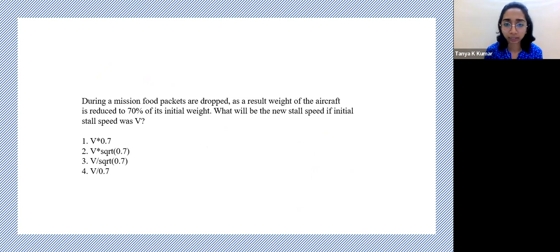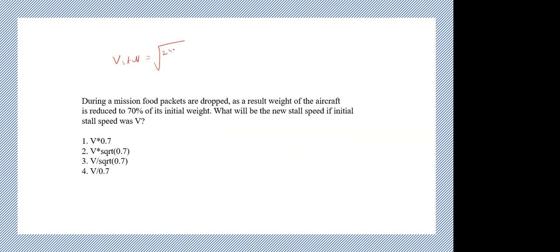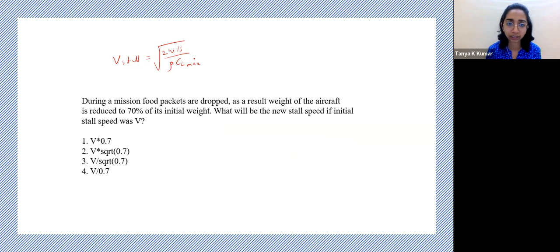Similarly, look into this. Try solving this on your own. During a mission, food packets are dropped. As a result, the weight of the aircraft is reduced to 70% of its initial weight. What will be the new stall speed if the initial stall speed was V? What is the equation for V stall? 2 times W by S, divided by rho CL max. Don't forget that it's CL max. So this is your V stall.